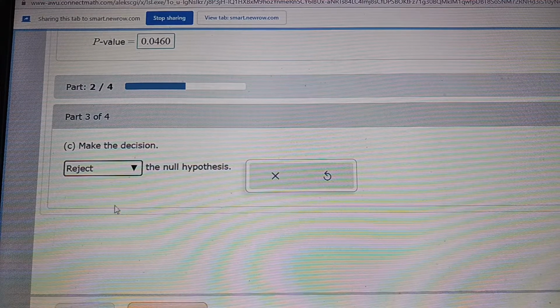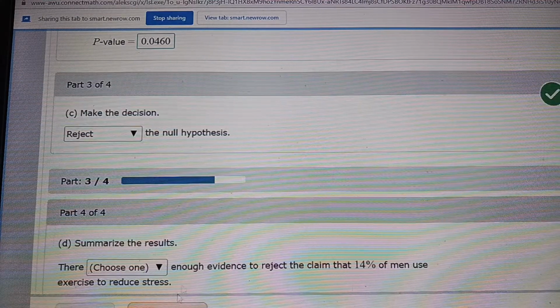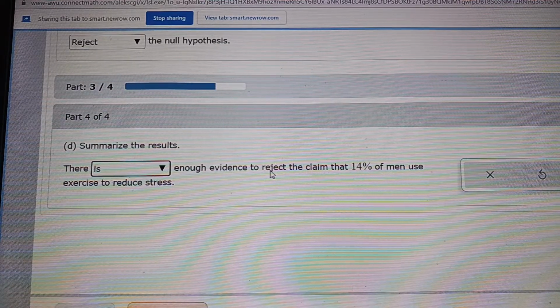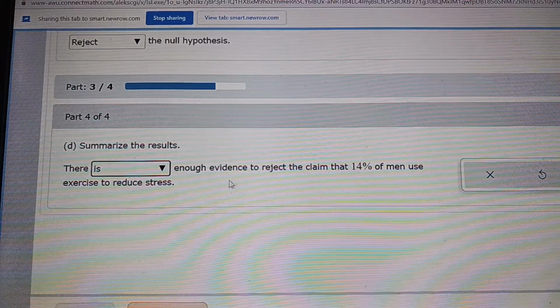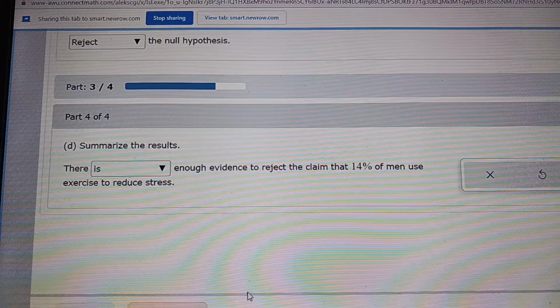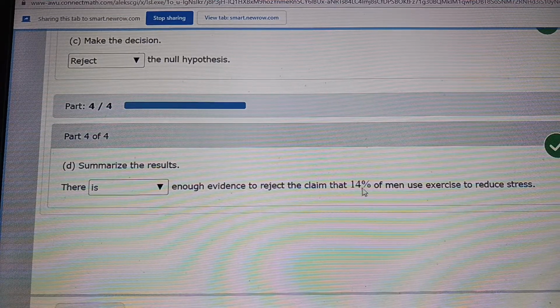So reject the null because the p-value was low, so the null must go. And that means there is enough evidence to reject the claim, which they said they did it for you again, but there is enough evidence to reject the claim. Notice it doesn't say support the claim here. That is correct because it was in the null hypothesis.